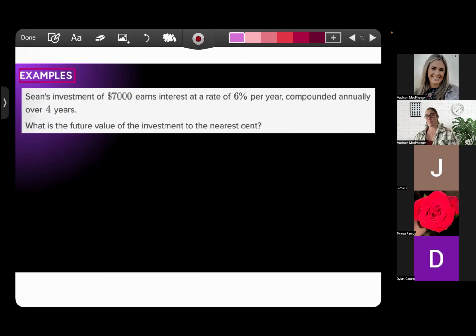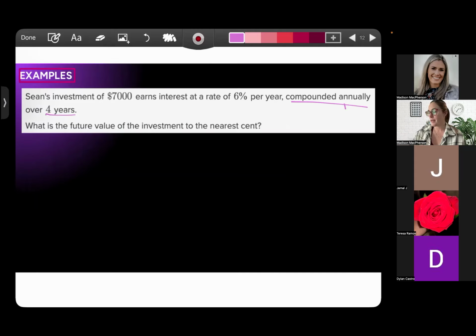Okay, so here's our example. It says Sean's investment of $7,000 earns an interest rate of 6% per year. Compounded annually. Compounded annually means every year. So once a year, so we don't have to do anything with that. And the time is 4 years.